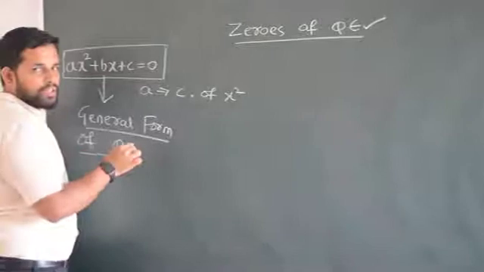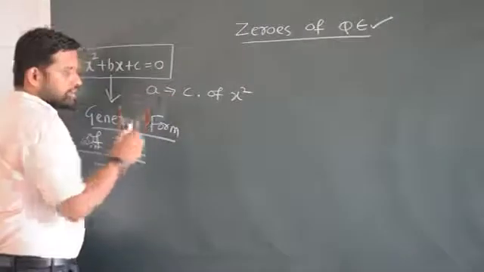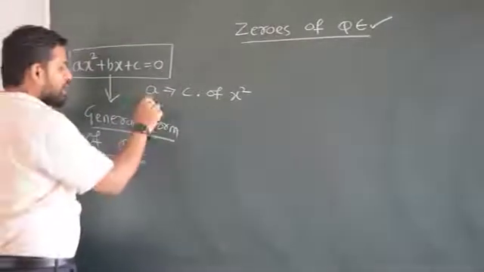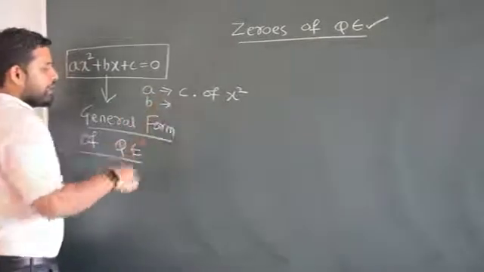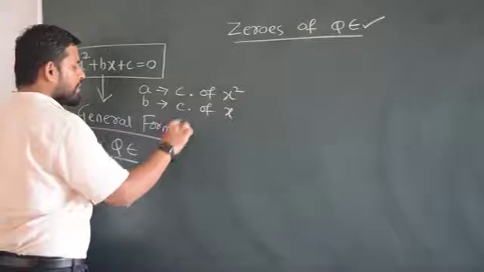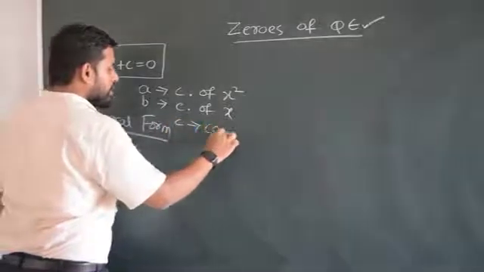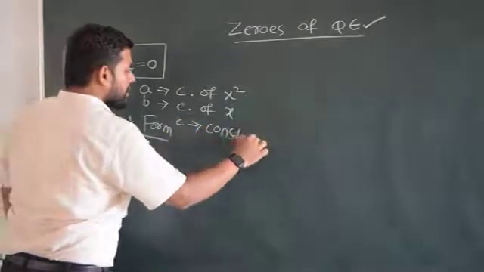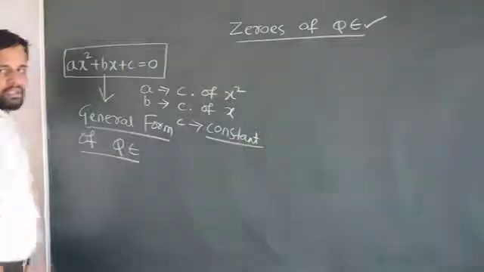Let's not waste our time here. Already you have written this, you know the spelling and all, in the last video. What about b? B is known as the coefficient of x. How about c? C is going to be called a constant. Already these things are known to you, my dear children.